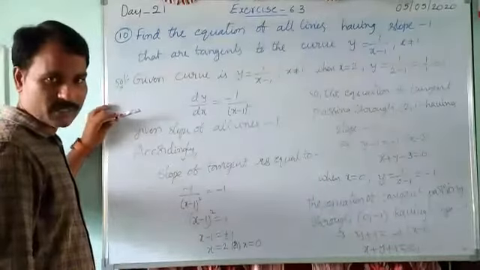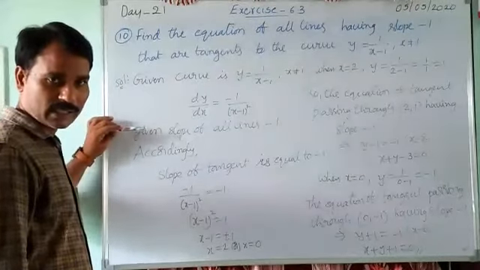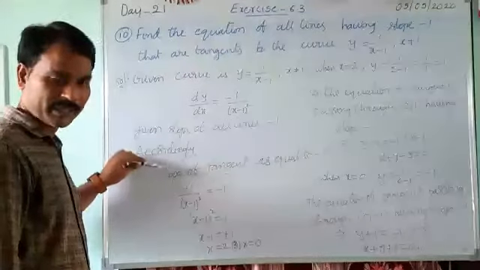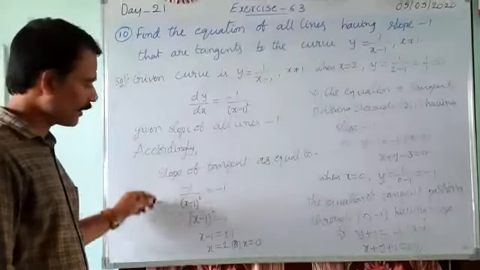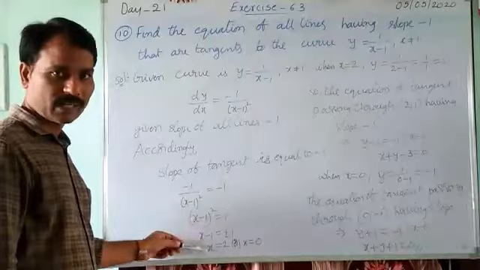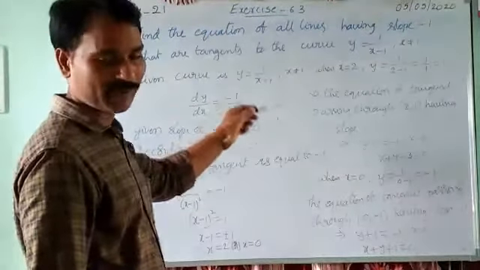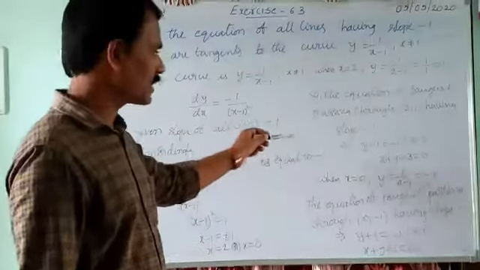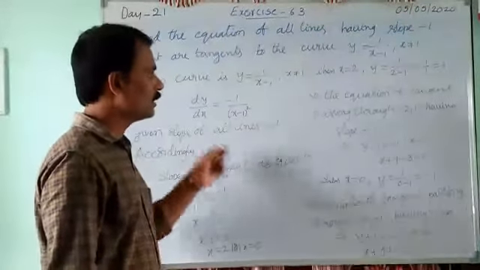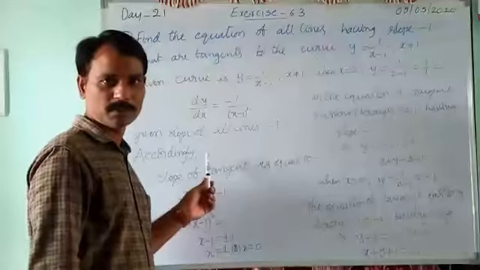Understand it? First, differentiate the curve and set slope of tangent equal to minus 1. After that, we find the x value. After getting the x value, we calculate the y value, and as well as we find out the equation of tangents also. This is the solution of this problem.